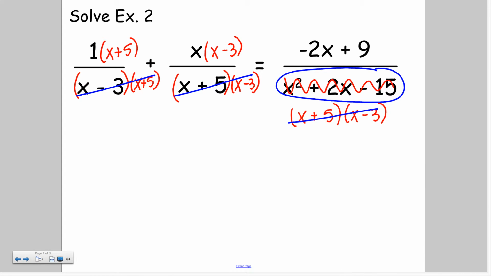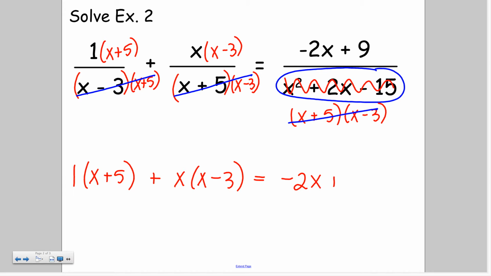Since they all have x plus 5 and x minus 3, you can cross them off and just work with your numerators. As I mentioned in the last video, it helps to go ahead and rewrite that so that you do not miss anything. Again, on the end, negative 2x plus 9 did not change because the denominators were already fixed.